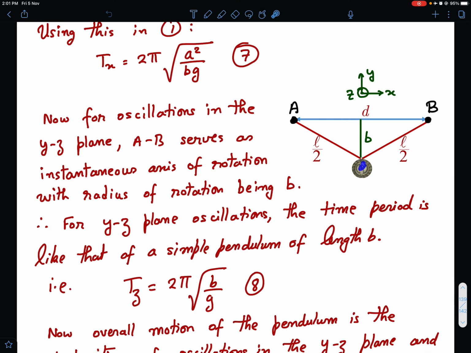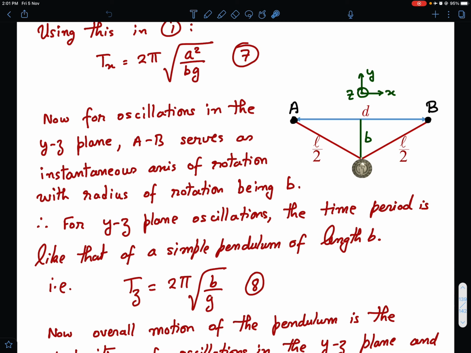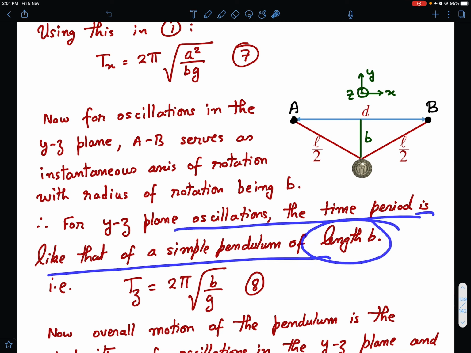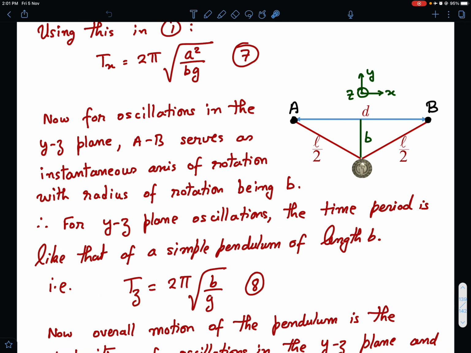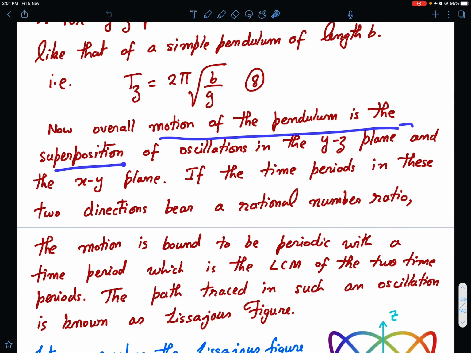Now for oscillations in the yz plane. So in the yz plane, that is into the page and out of the page, the oscillations are going with AB as the instantaneous axis. So this type of oscillations we are considering now. AB serves as instantaneous axis of rotation with radius of rotation being b. Okay, if it were given a kick in the z direction alone. Okay, so yz oscillations, the time period is like that of a simple pendulum of length b, and that is simply tz is equal to 2 pi under root b by g.